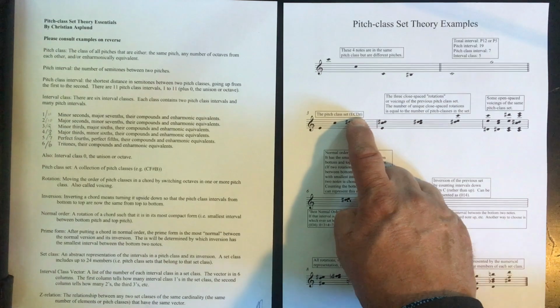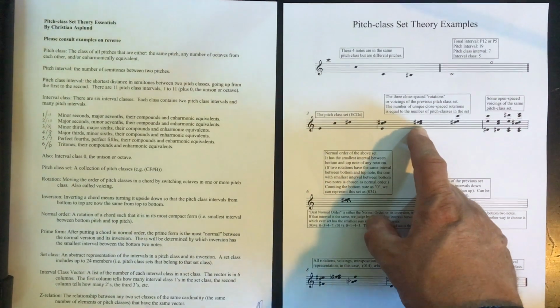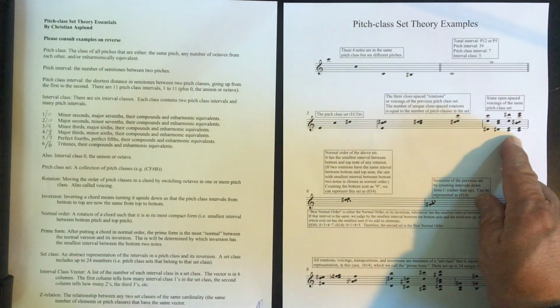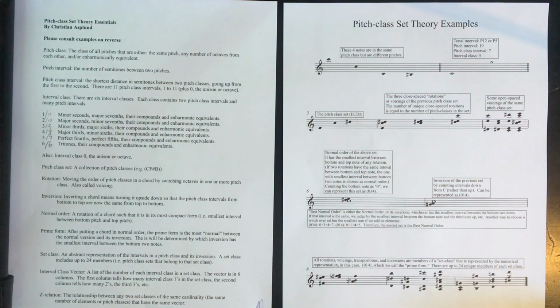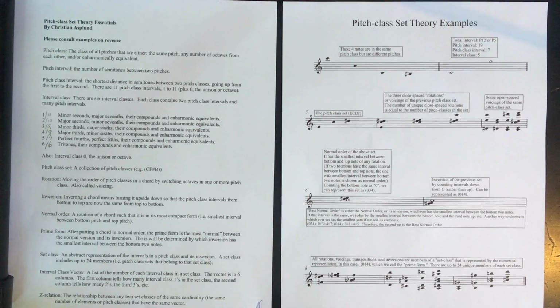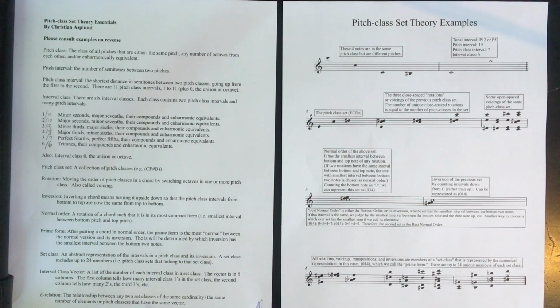D sharp. Now we could call the D sharp an E flat. It would still be the same pitch class set because E flat and D sharp are equivalent in atonal theory. Then we could also use open-spaced versions of the same pitch class set. We could also include octaves and even a bigger version of it. Okay, those are all versions of this pitch class set, E, C, D sharp.